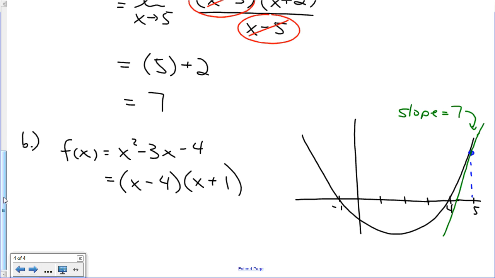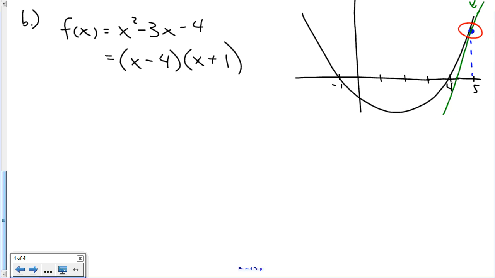So the question is, can I come up with the equation of that tangent line? I know a point that it goes through. It goes through this point here, which is both on my tangent line as well as my original function. And I know the slope of that line. That should be enough information for me to find the equation. So let's see if we can do that.